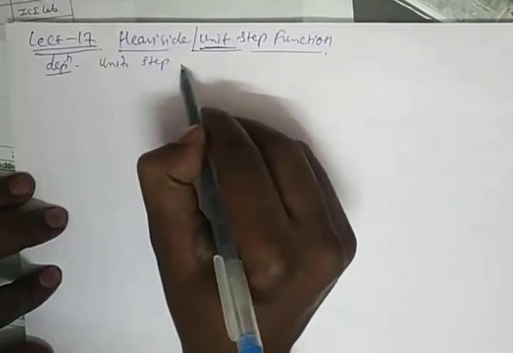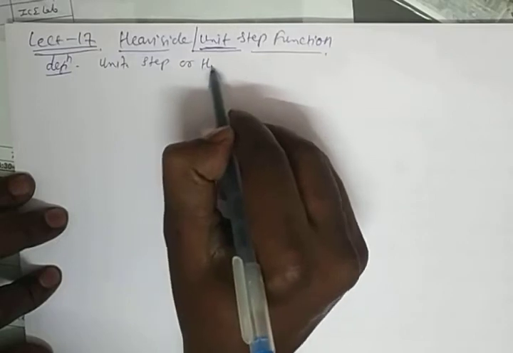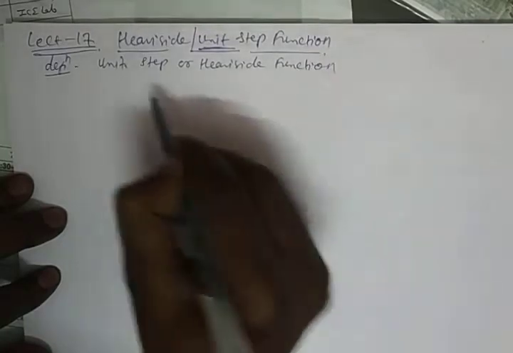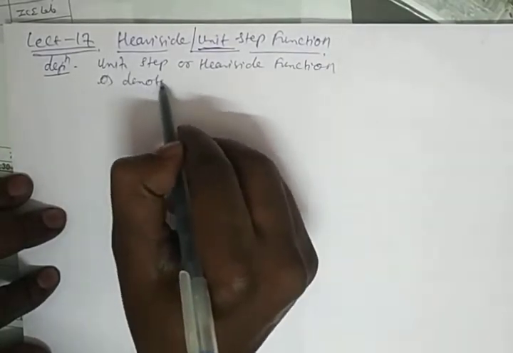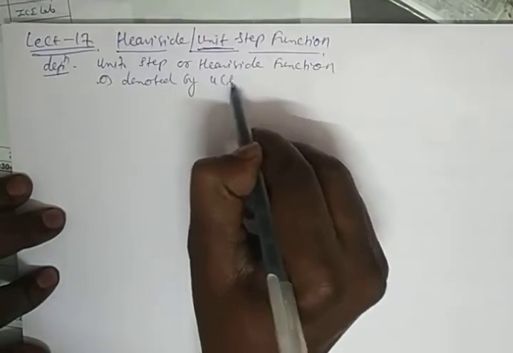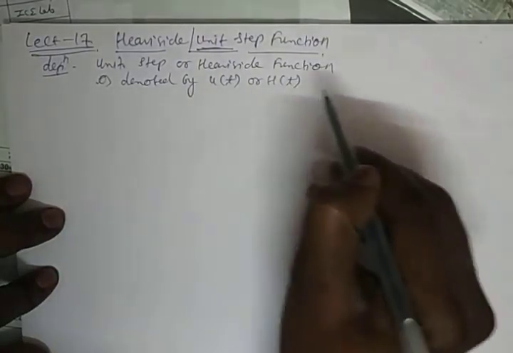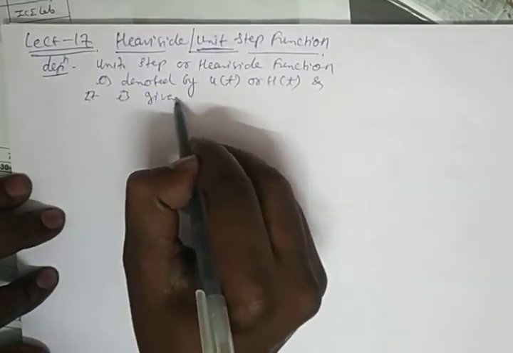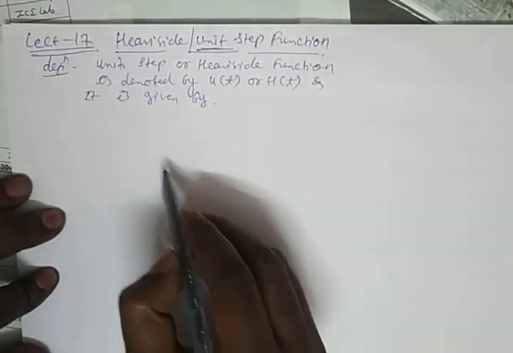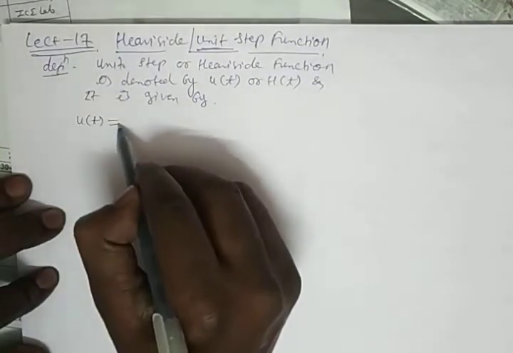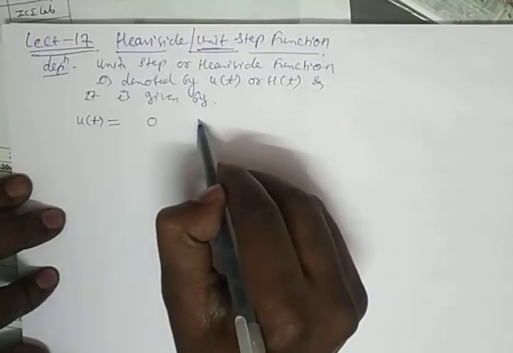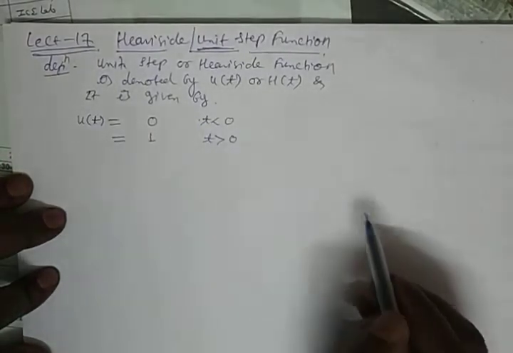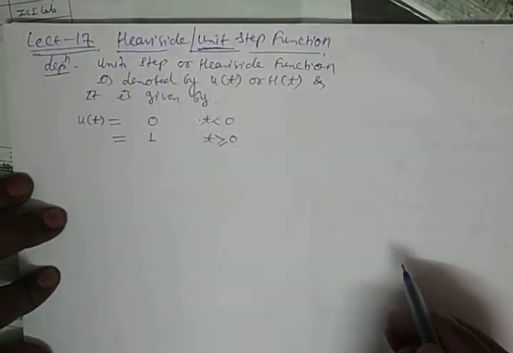Unit step or Heaviside function is denoted by u of t or h of t, and it is given by u of t is equal to 0 for t less than 0, and that is equal to 1 for t greater than or equal to 0.